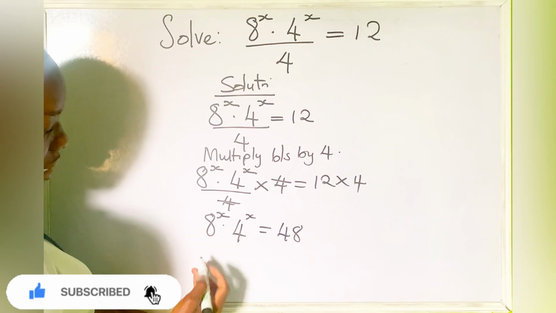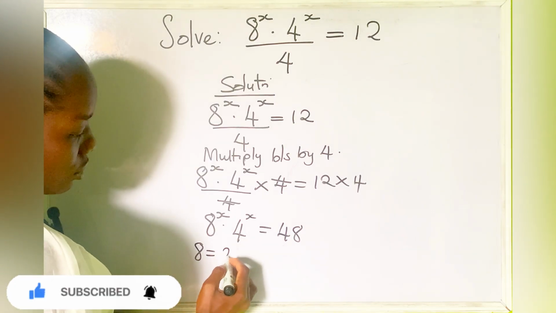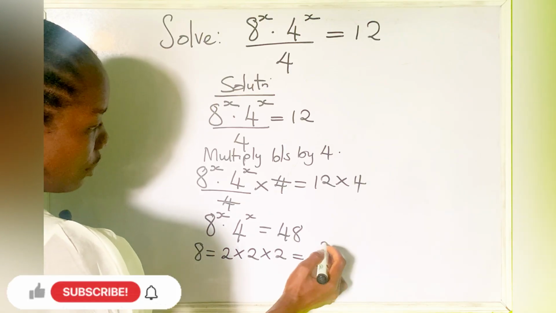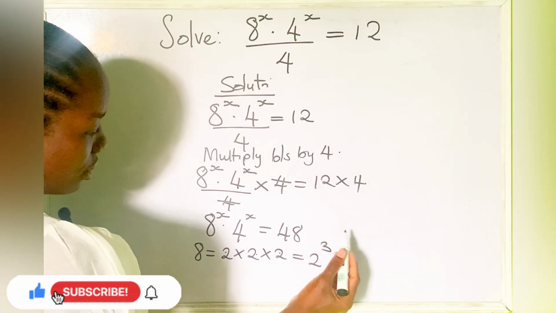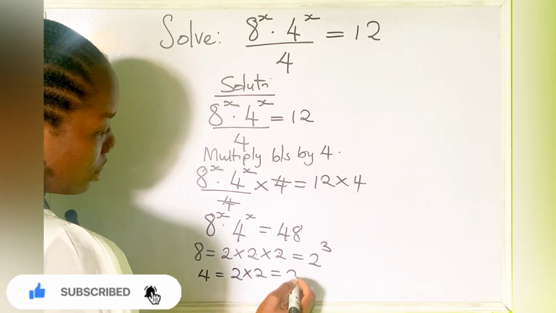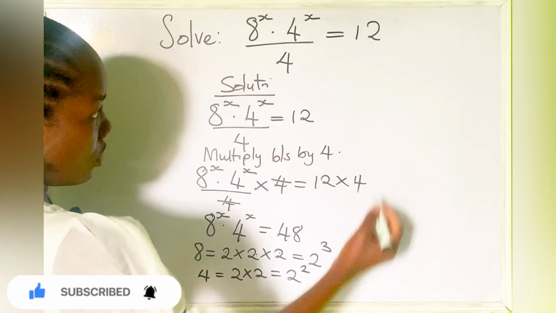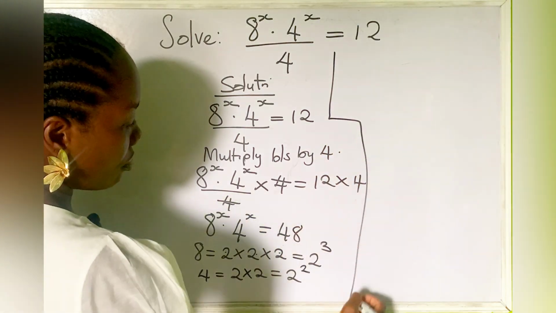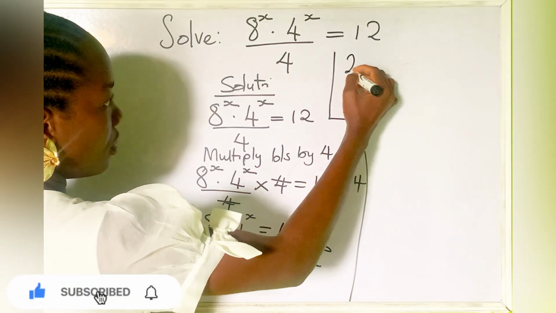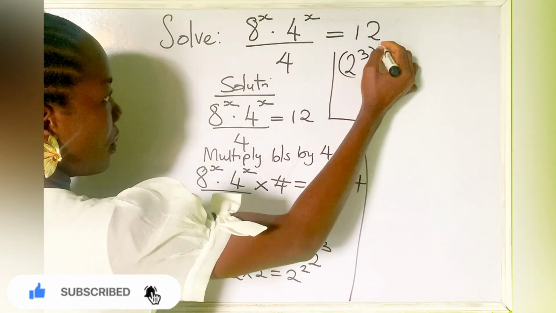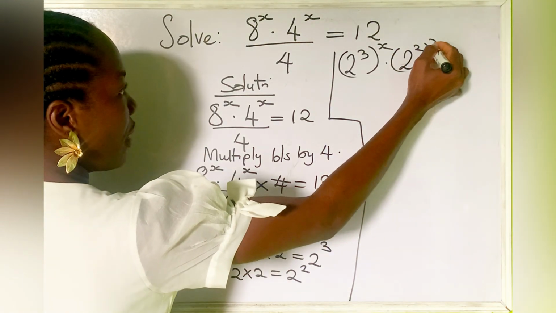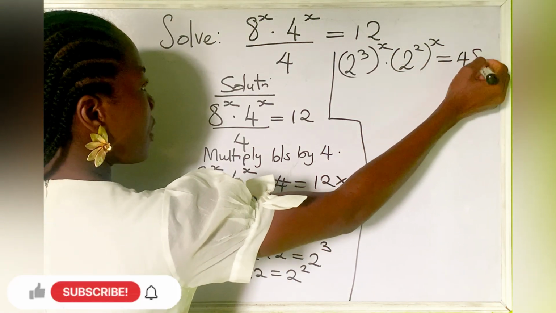Now, seeing 8, we can write it as 2 multiplied by 2 multiplied by 2. That is going to give us 2 to the power of 3, right? This is 1, 2, 3. Then for 4, we write it as 2 times 2, which is going to be 2 to the power of 2. So now let's continue. This becomes 2 to the power of 3 raised to power x multiplied by 2 to the power of 2 raised to the power of x is equal to 48.